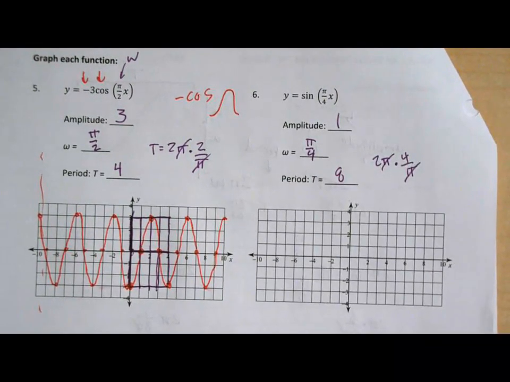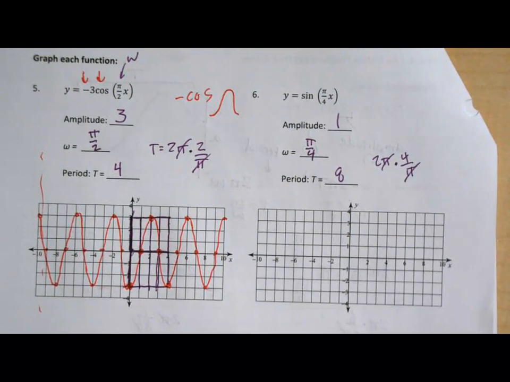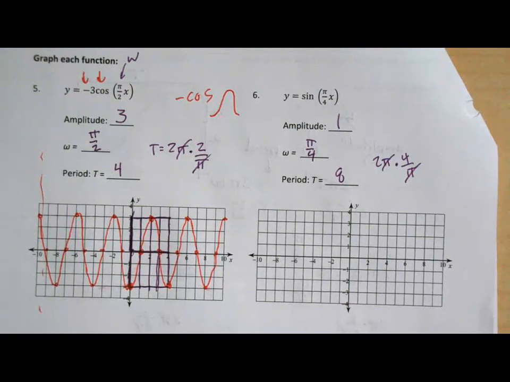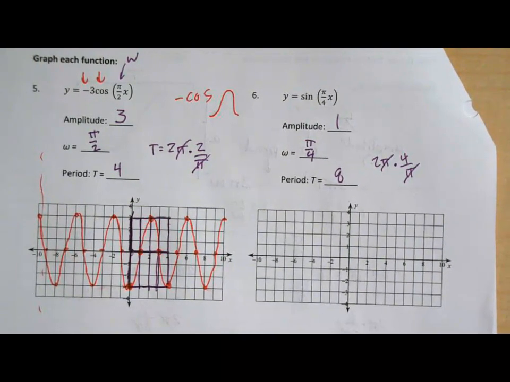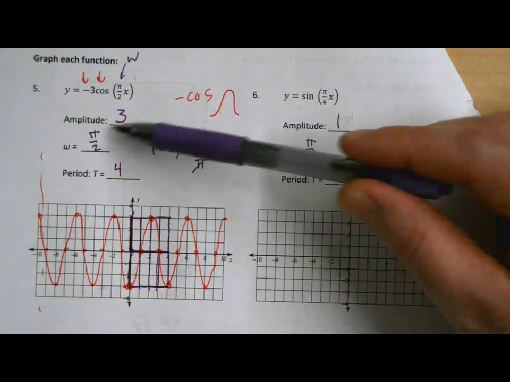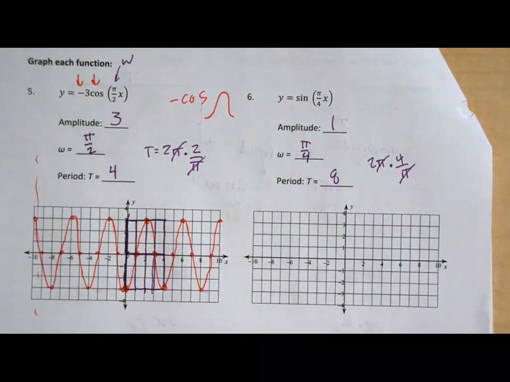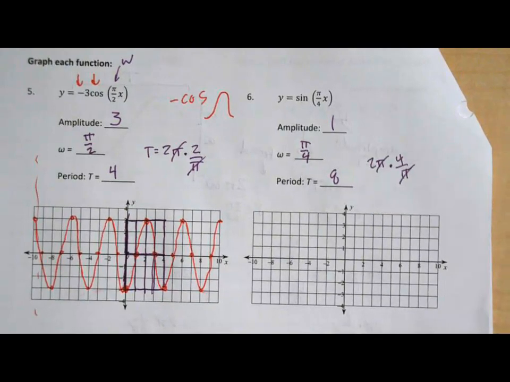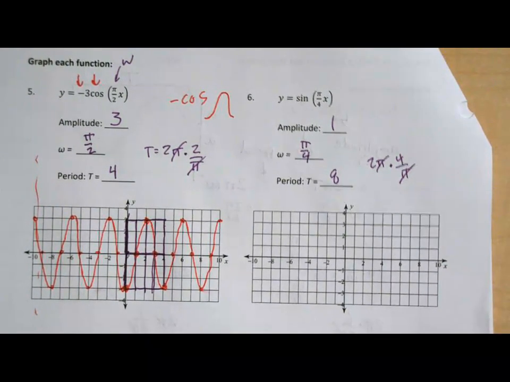Has anybody figured out a shortcut for going from omega to period yet? Yeah, there's a couple different ways. A lot of people will recognize that if it's pi over something, you can just double the denominator and that'll give you the period. Now, if you have something in the top with the pi, that goes out the window. But look for those little things that might make things easier for you.